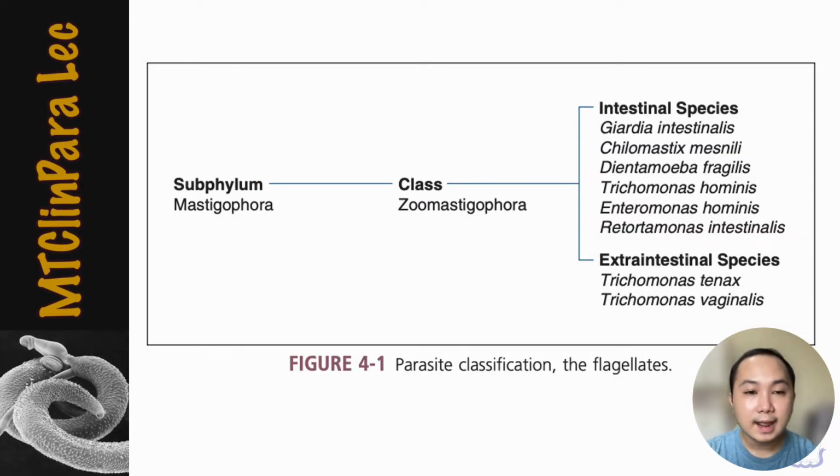Before we start, I highly suggest that you use the outline or handout that I have sent to you last week, so that you can easily navigate our discussion for this particular topic. The first video will be discussing the intestinal and extra-intestinal flagellates. Fortunately, under your class Zoomastigophora, only your Giardia intestinalis, or sometimes called Giardia lamblia, and Trichomonas vaginalis are the pathogenic parasites among your intestinal and extra-intestinal flagellates.